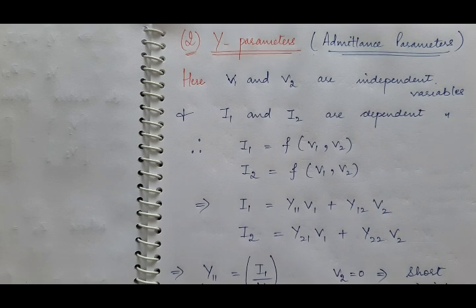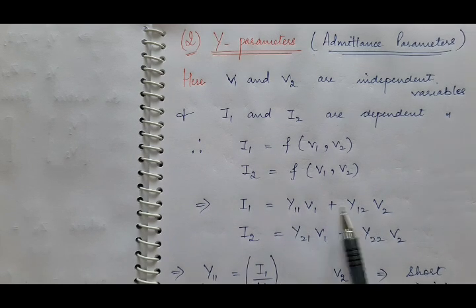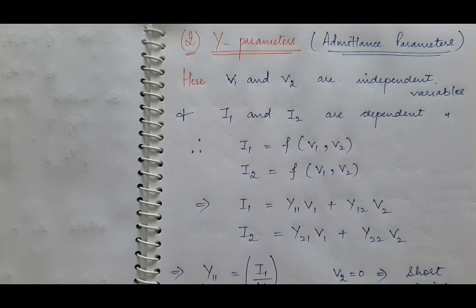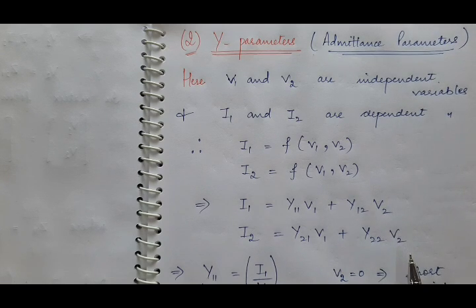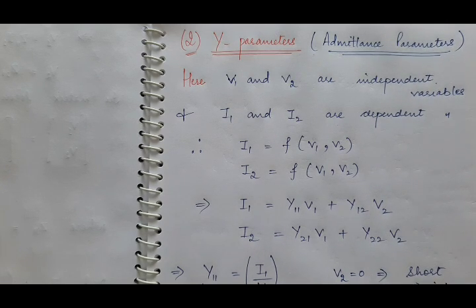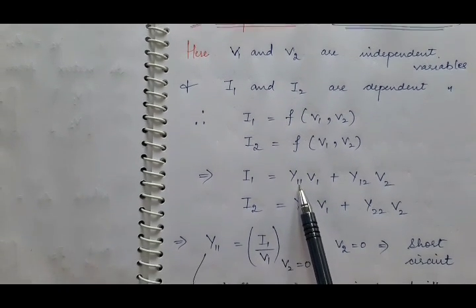And in matrix form, it will be a column matrix of I1 and I2, then a square matrix of Y11, Y12, Y21, Y22, which is known as the admittance matrix, and then multiplied by the column matrix of V1, V2. So how can we calculate these Y11, Y12, Y21, Y22? By making the other part equal to 0. So first we have to calculate Y11.